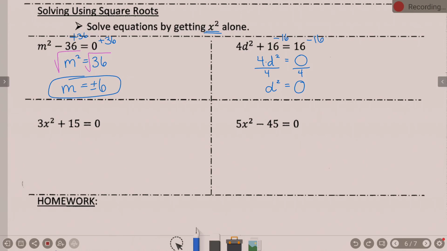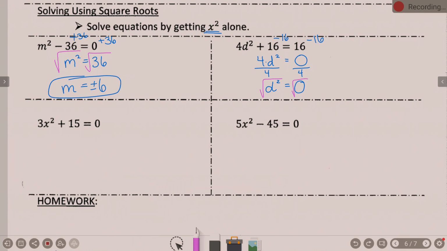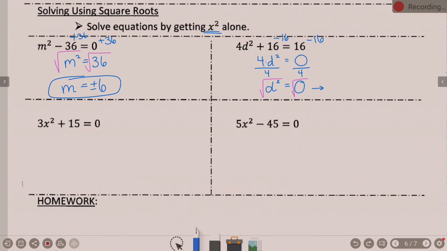If I have d squared equals 0, how do I get from d squared to d? Do the square root. The square root of d squared is d. The square root of 0 is 0. Do I need to say plus or minus 0? No, because 0 is just 0. Any other number you have to put a plus or minus on, but 0 is 0 in this case.